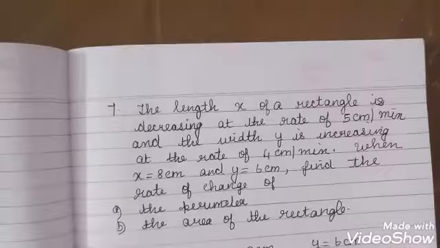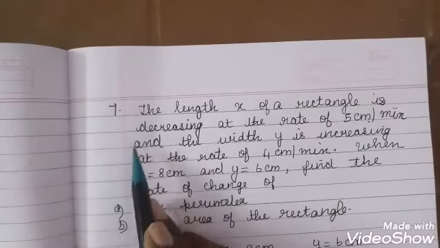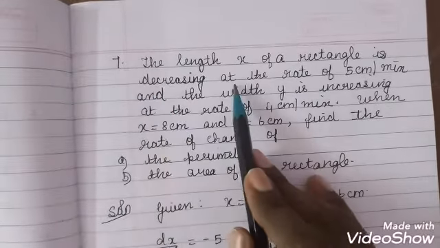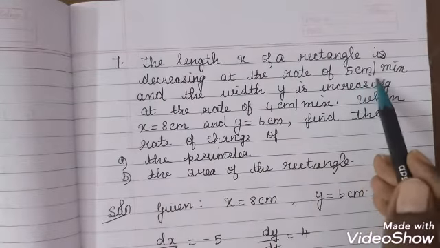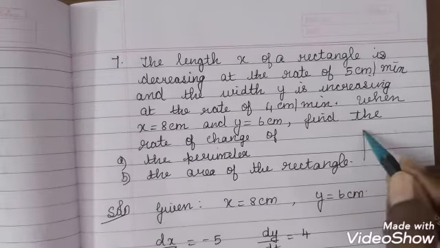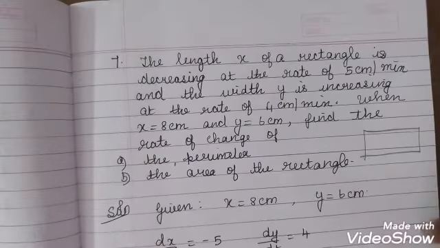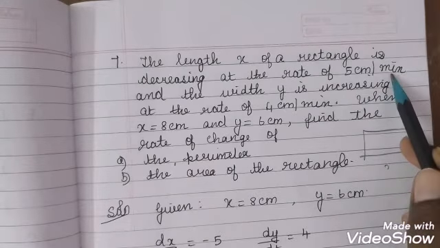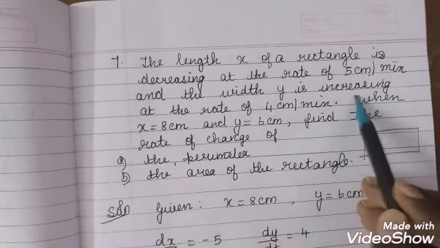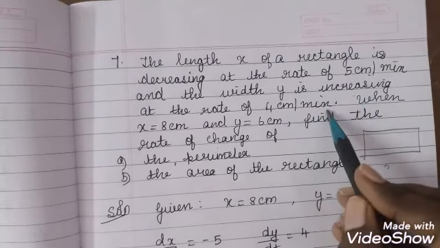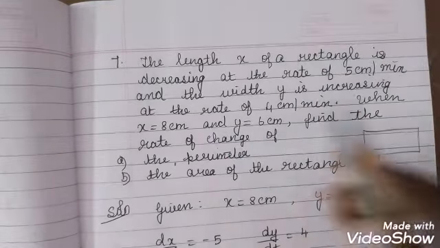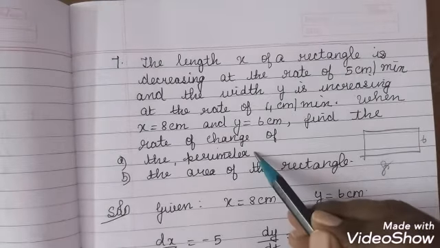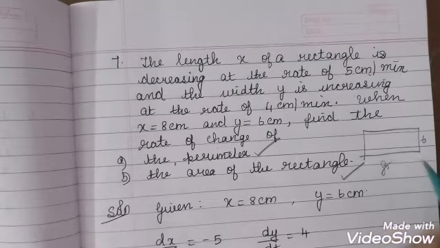The seventh question. So what's the seventh question here? The length x of a rectangle is decreasing at the rate of 5 centimeter per minute. So here in this case it's a rectangle you have. The length is said to be decreasing at the rate of 5 centimeter per minute. And the width y is said to be increasing at the rate of 4 centimeter per minute. When x is equal to 8 centimeter and y is equal to 6 centimeter, find the rate of change of the perimeter and the area of the rectangle.